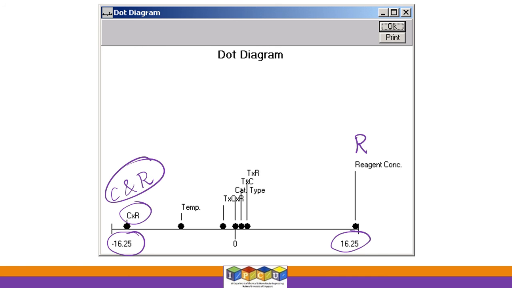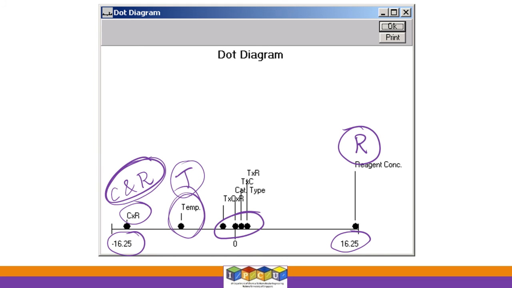And then the temperature, T, has a negative effect. That means if I increase the temperature, the yield is going to go down. That is what this negative effect says. The other effects are all very small. So the dominant effects are the reagent concentration effect, the two-factor interaction between the catalyst type and reagent concentration, and then the third largest impact is due to the temperature.